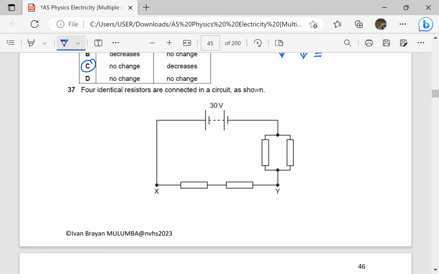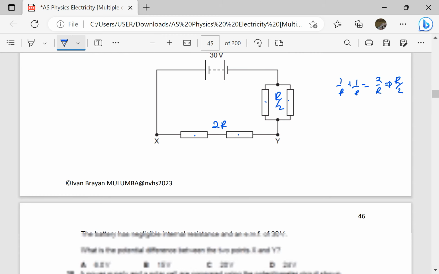4 identical resistors are connected in a circuit as shown. They are identical. Let's say each has resistance R. So these two are in series. They give us total resistance 2R. These ones are in parallel. So we have 1 over R plus 1 over R, which is 2 over R. We get the reciprocal, so that is R over 2. So total resistance here is R over 2.